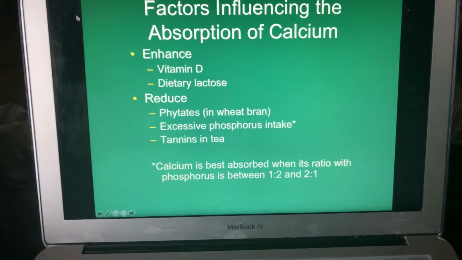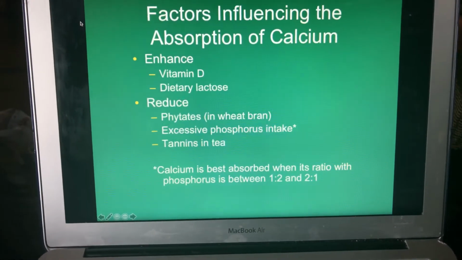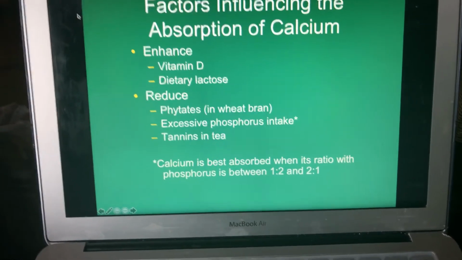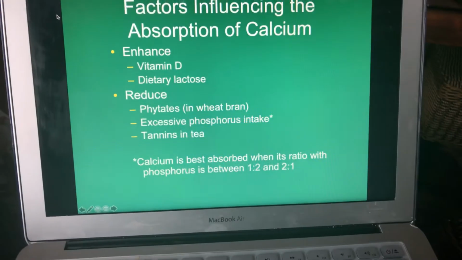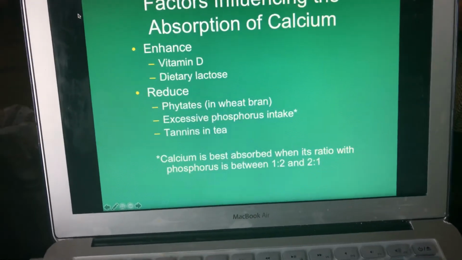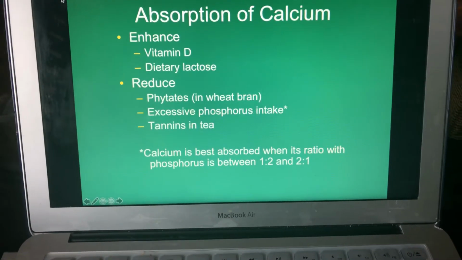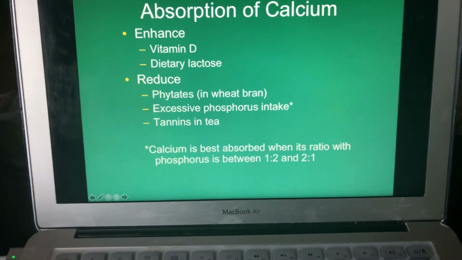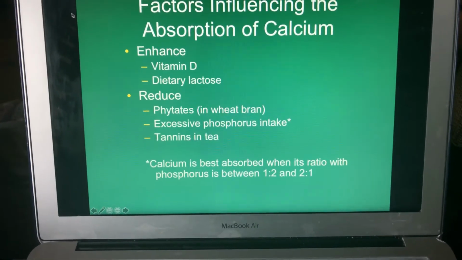Phytates that are found in some high fiber foods decrease the absorption. It binds the calcium, so it's not absorbed as well. Excessive phosphorus intake, and phosphorus is found in a lot of sodas. It's also found in other foods as well. And then tannins, which is a phytochemical in tea, can decrease calcium absorption.